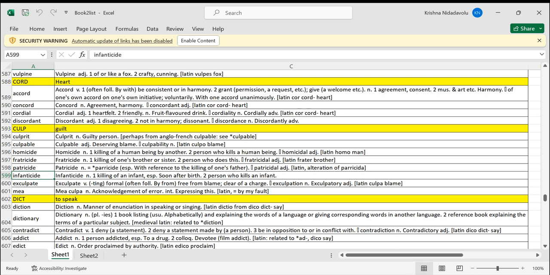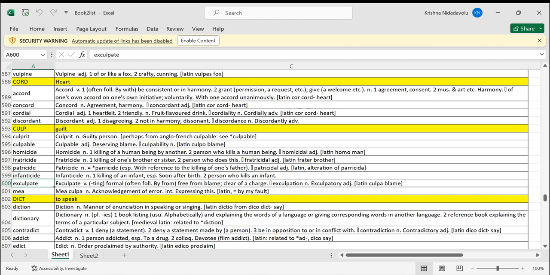Infanticide is killing of infant. In plus fant. Infant is someone who cannot speak. In signifies opposite. Fant again in Latin means speaking. Infant is someone who cannot speak. Infanticide is killing of someone who cannot speak, or killing of someone who is a baby, soon after birth.